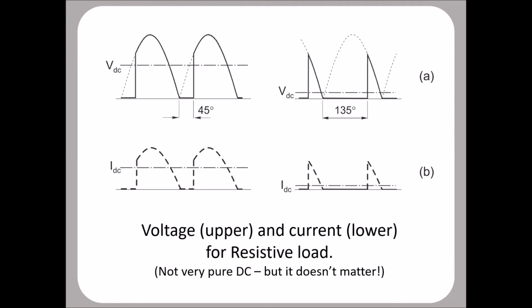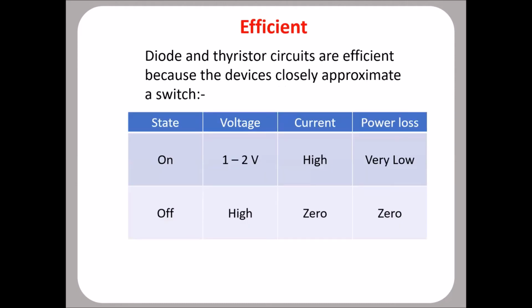And it's a very efficient process, which it has to be for power levels. They're very efficient devices because they closely approximate a switch. Either they're on or they're off. They're not in between. And you can see there that the voltage drop when they're on is quite modest. Of course, if you started with an AC supply of only a few volts, then losing 1 or 2 is quite important. But if you start with 500 and lose 1, well, you're not too bothered.